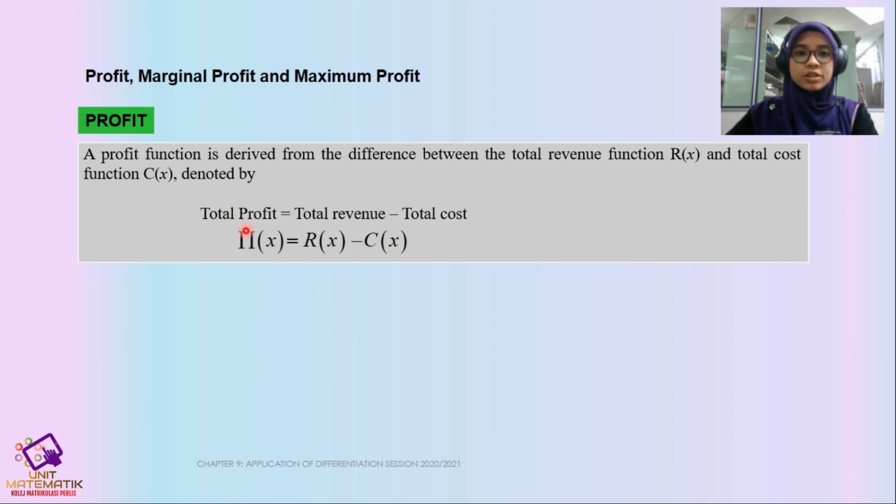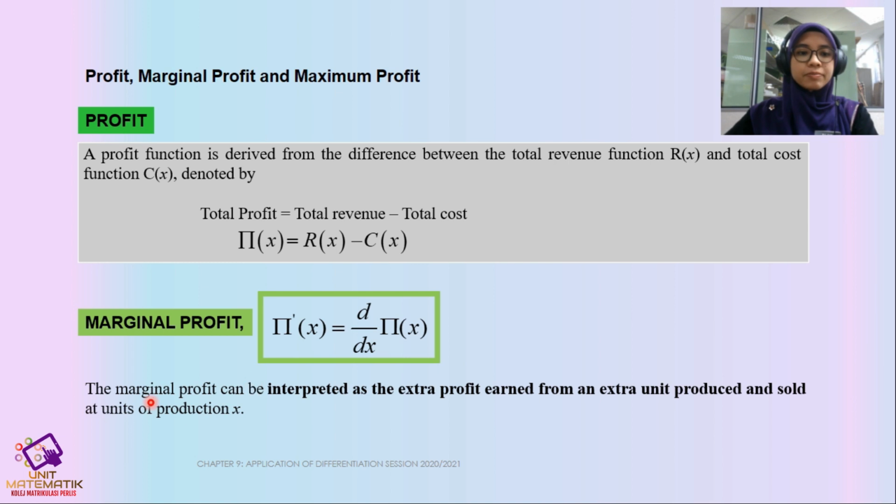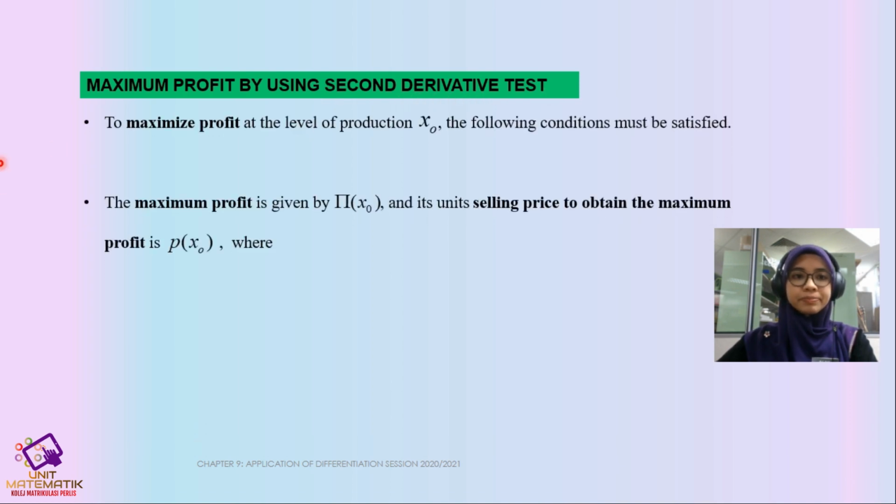So here we represent the profit function as π(x). Next, we also have marginal profit. The marginal profit function is represented as π'(x), which equals the first derivative of the profit function π(x). The marginal profit can be interpreted as the extra profit earned from an extra unit produced and sold at units of production x. So here we also have maximum profit by using the second derivative test.